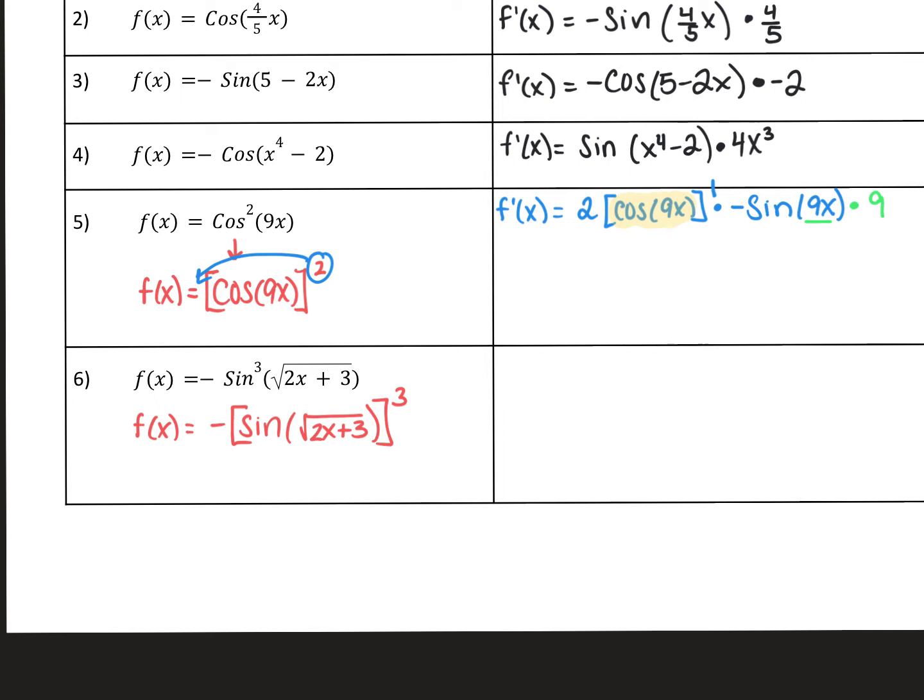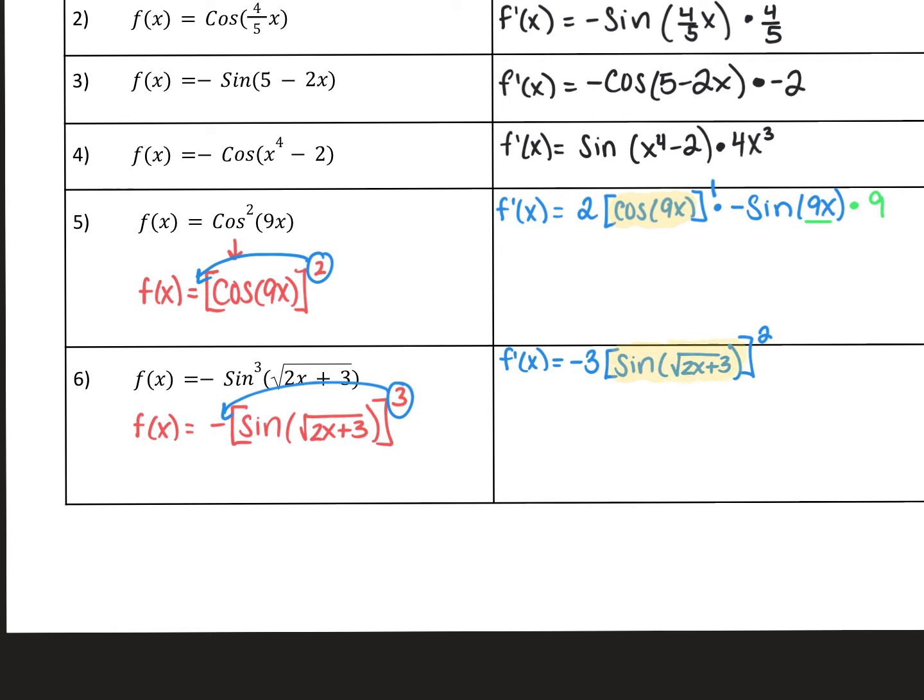So when we take our derivative, our f prime of x, we need to do the chain rule. We're going to take the 3, drop it in front, so it becomes negative 3, keep the base, so sine of radical 2x plus 3, and decrease the power by 1. So my power of 3 is being decreased to 2. And then we have to remember to take the derivative of the inside.